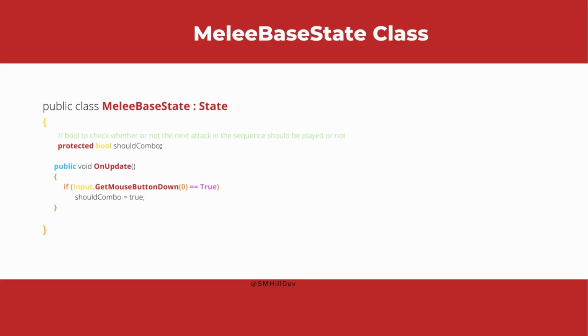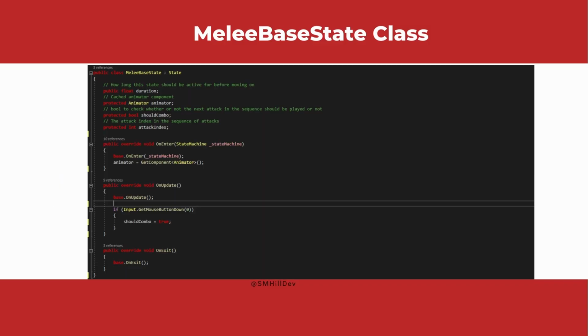Our onUpdate function is going to be just as simple for now. It's simply going to listen for the input of the left mouse click, and if it does, it's going to set our shouldCombo variable equal to true, which will tell our states it's allowed to send it to the next combo rather than sending it back to main, which I'll explain in just a moment. And with that, our melee base state is fully set up. The onExit function is going to remain empty, as we don't need to clean up anything for now.